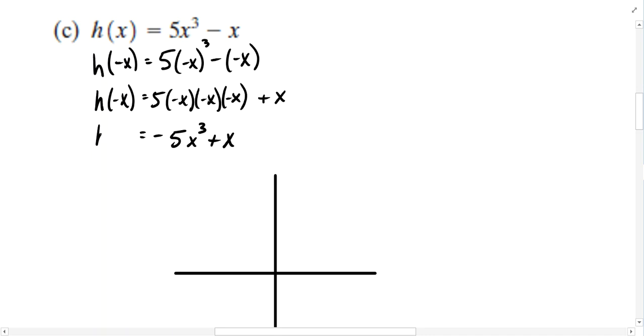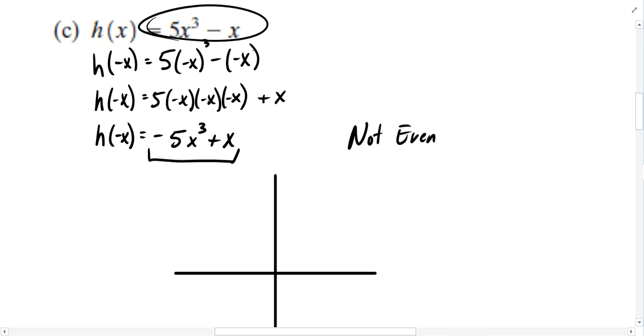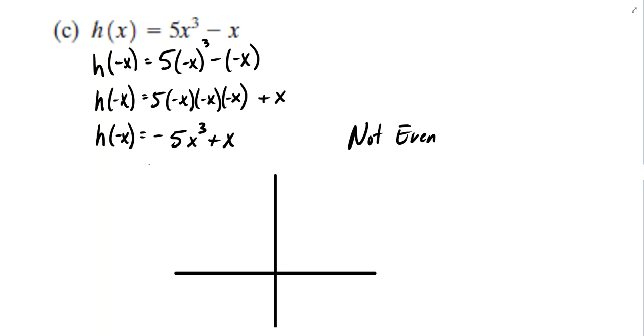So we've got negative 5x cubed plus x. Now, I don't know about you, but I recognize that this thing doesn't look like h of x like we saw before. So I'm comfortable in saying that it's not even at this point. This function is not the same as what we started with. So I know it's not even. If it's not even, I want to check to see if it's odd, and if it's not even and it's not odd, then I can say that it's neither. So here's what we can do next.